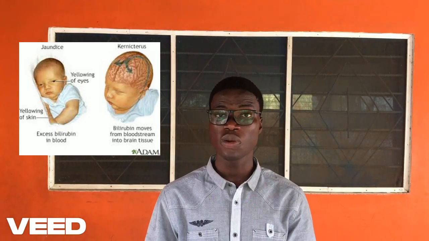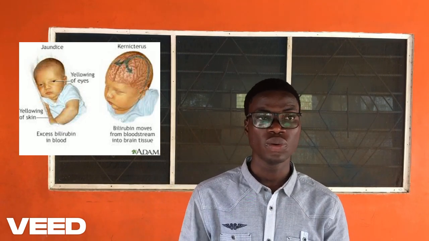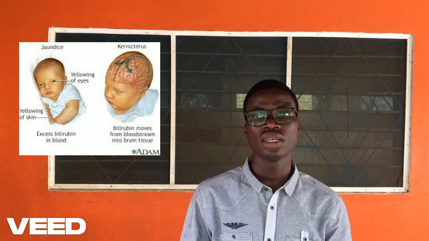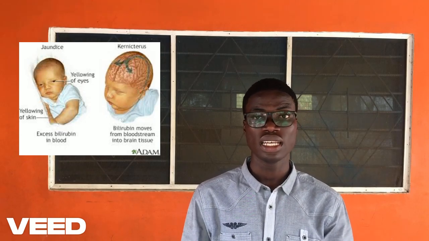This phototherapy converts the unconjugated bilirubin to photobilirubin, which is much more excretable in the body. So when there is excess unconjugated bilirubin in the bloodstream, it is likely to cause conditions such as jaundice and kernicterus.